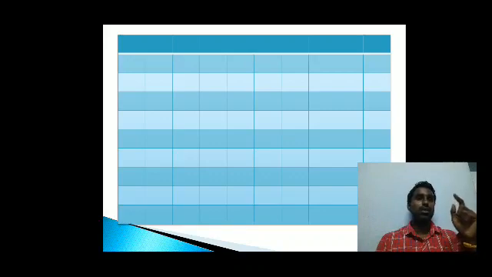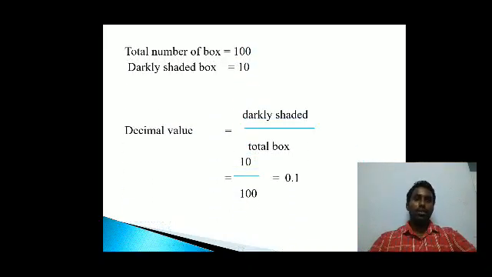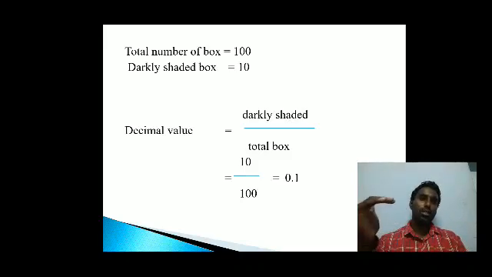That means 10 boxes. 1 2 3 4 5 6 7 8 9 10 boxes. Out of these, totally how many boxes? 100, right? So the total number of boxes is 100, and the darkly shaded boxes are 10. So what is the decimal value? Darkly shaded divided by total number of boxes. So 10 boxes are darkly shaded, divided by the total number of boxes.